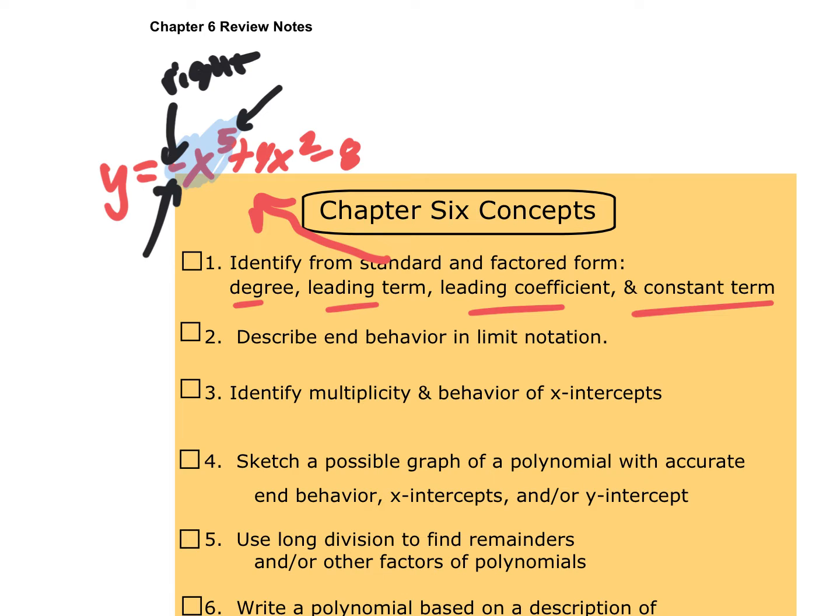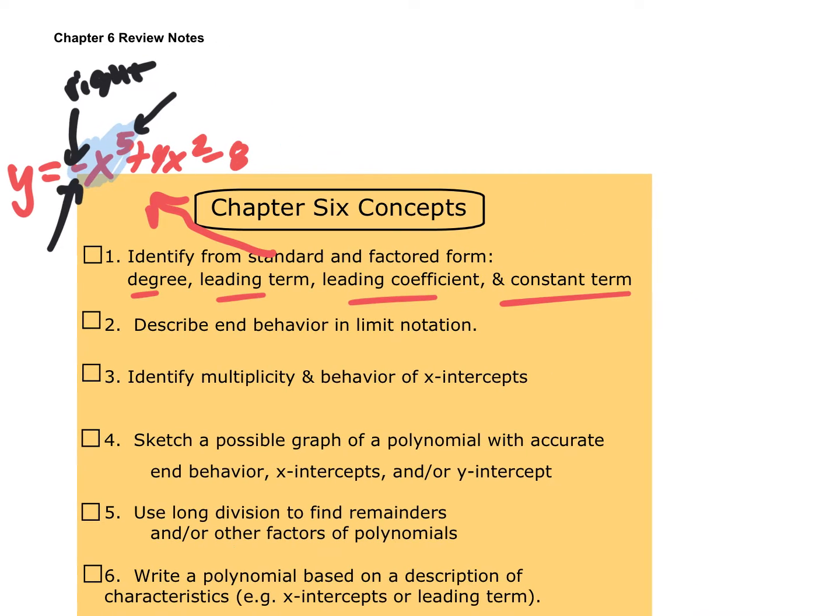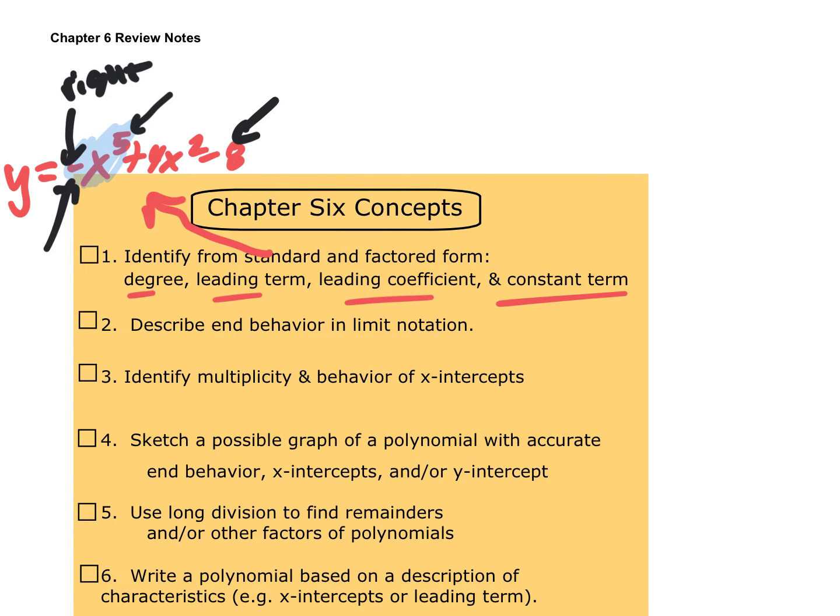Okay. All right. But let's get through the degree, the leading coefficient, etc. Well, the leading term I highlighted there, negative x to the fifth. The degree, 5. The leading coefficient, negative 1. A lot of people say negative 1x. Nope. The coefficients are numbers. Negative 1. And the constant is that, the negative 8.